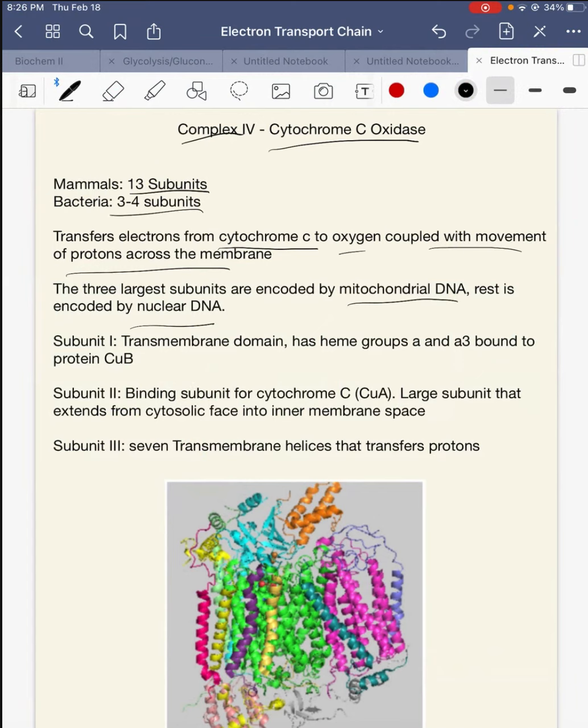It has heme groups A and A3, and then they're bound to a protein called CuB. Subunit 2 has the binding site for cytochrome C, which is a protein called CuA. And this large subunit actually extends from the cytosolic phase into the intermembrane space. And then we have subunit 3, which is a 7 transmembrane helix, and those are the ones that transfer protons to contribute to the gradient.